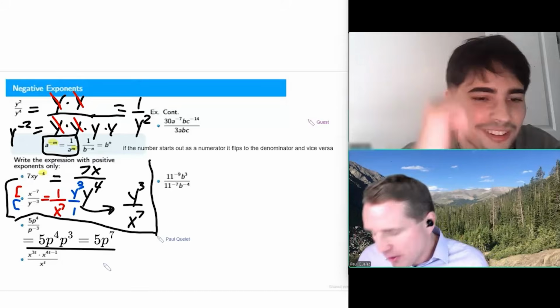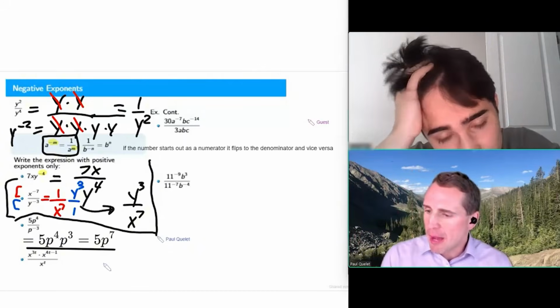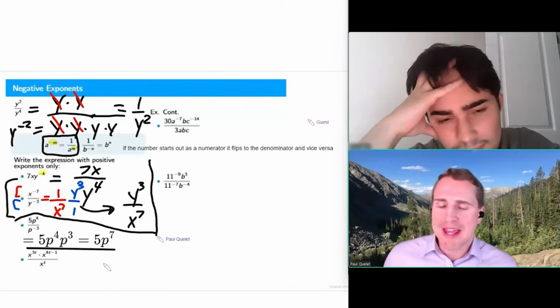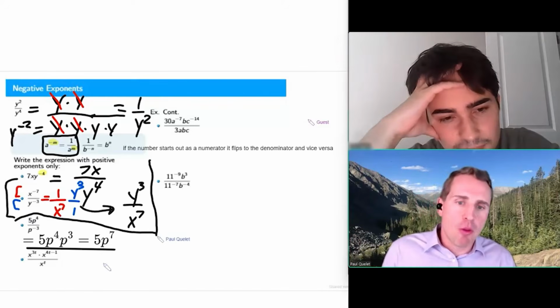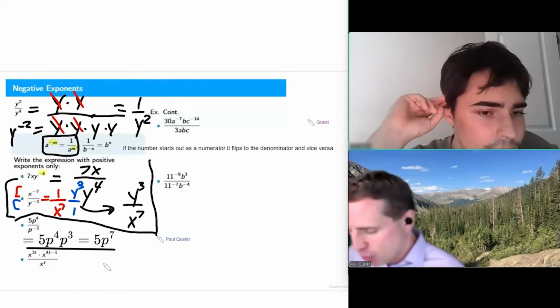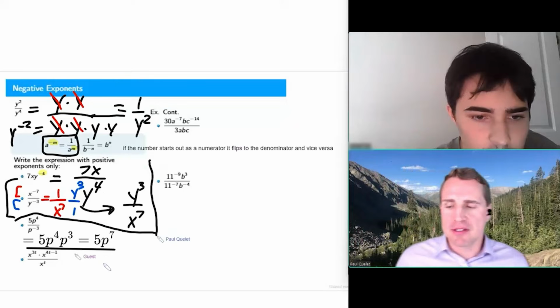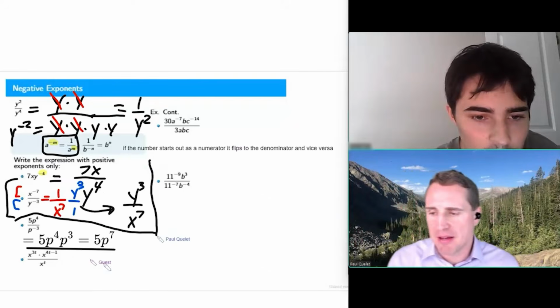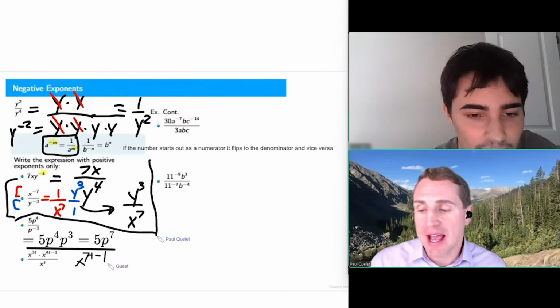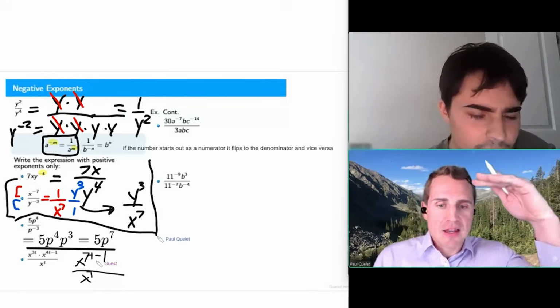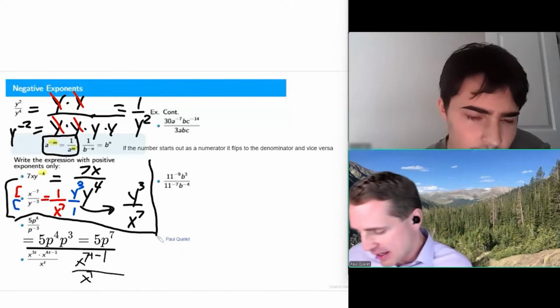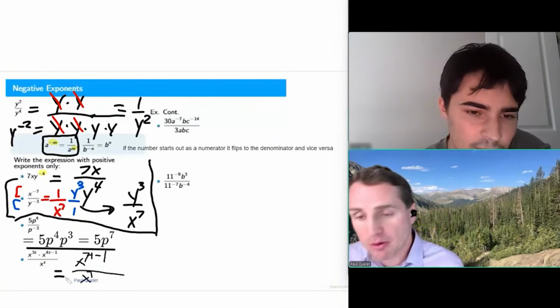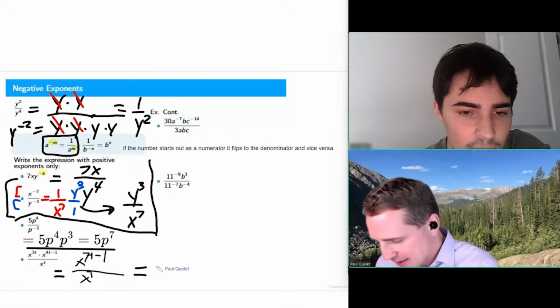How about the one on the bottom there? That one's got quite a few things going on. So I'm going to recommend that we combine things before we work with it. Upstairs, can we add exponents because we have the same base? So the power is x to the 7t minus 1 over x to the t. Now, because they're divided, can we go ahead and subtract powers? So it's going to be x to the 6t minus 1, and that'd be your final answer.